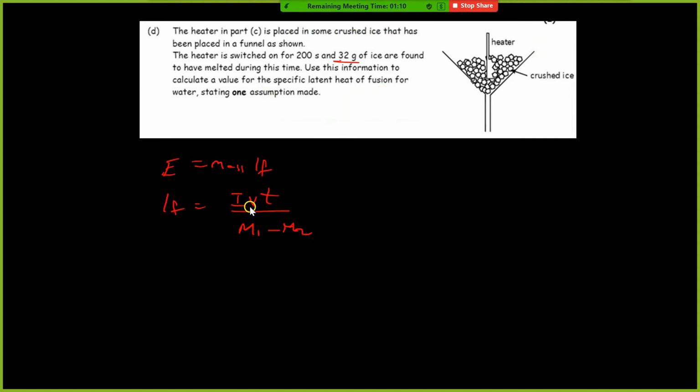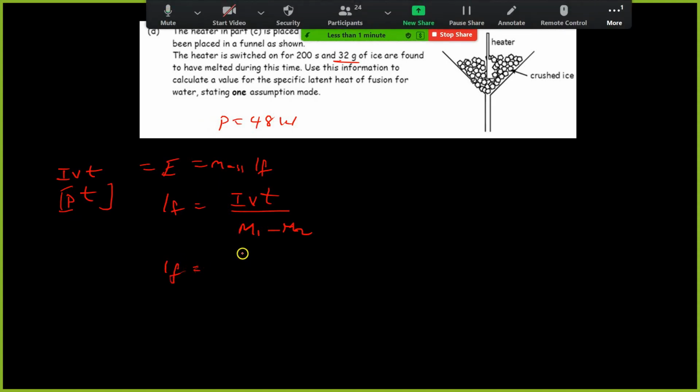So what I was trying to get at, guys, was that the energy E is really equal to I times V times T, where we said that the energy is equal to the power times the time. The question said that we're using the same heater. If we're using the same heater, it means it has the same power, and they gave us the power already: P is equal to 48 watts. So what we're going to do is replace IV with power times T, divided by our change in mass.